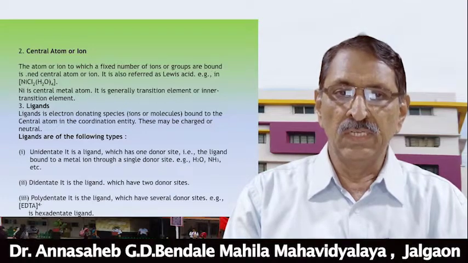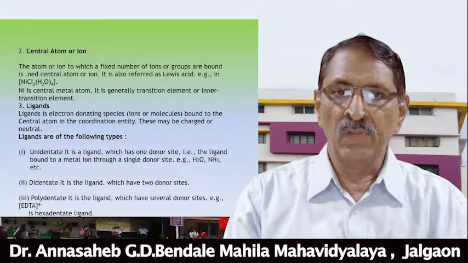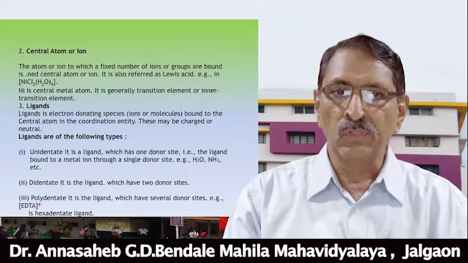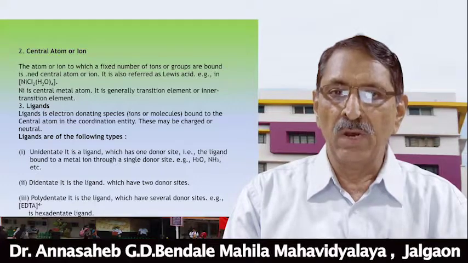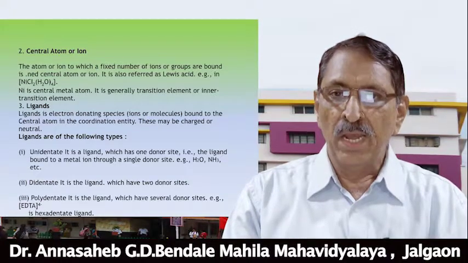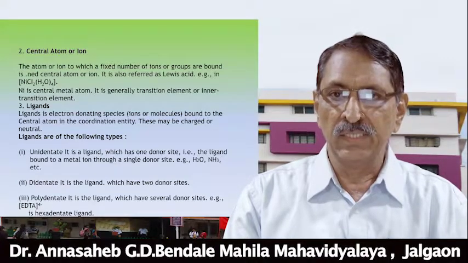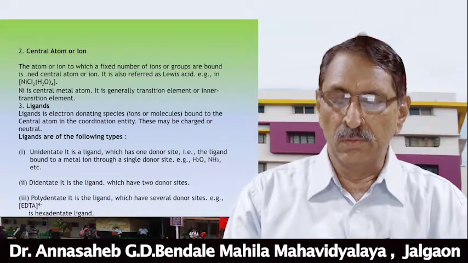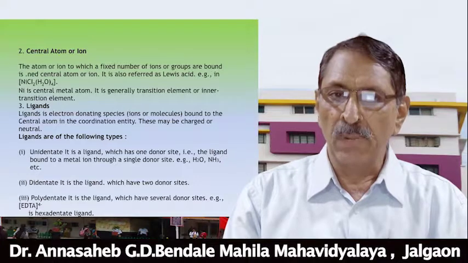The second term is the central atom or ion. The atom or ion to which a fixed number of ions or groups are bonded is called the central atom or ion. It is also referred to as a Lewis acid, because the ligands donate electron pairs to this central metal ion. For example, in the coordination compound tetraaquadichloronickelate 2, the nickel is the central metal ion, and it is generally a transition or inner transition element. Now, the third term is the ligand.